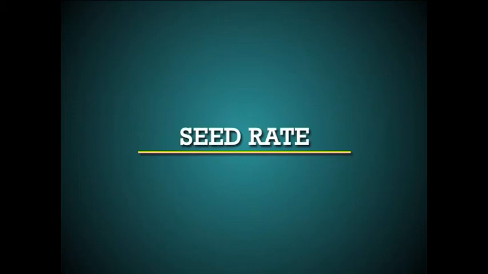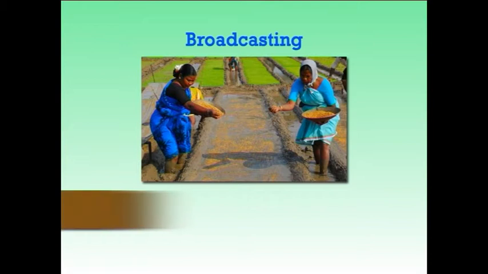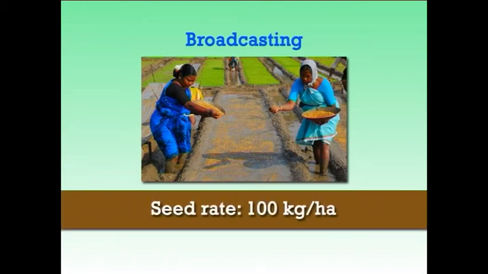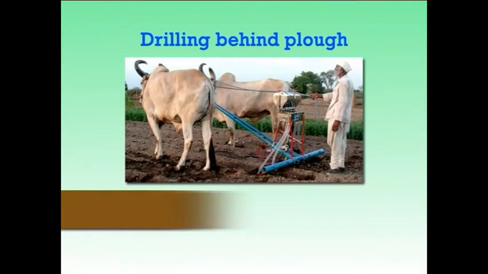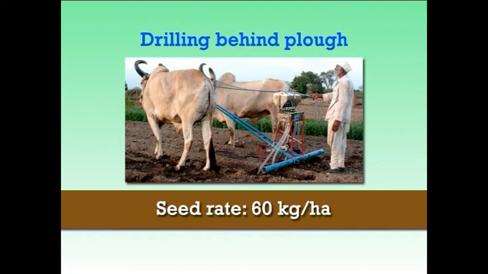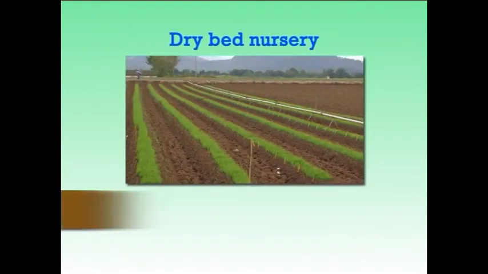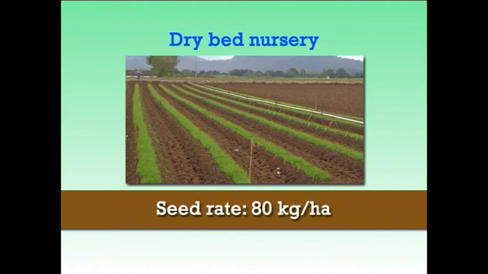Next, we will see about the seed rate of rice. Seed rate varies according to the cultivation methods followed. In case of broadcasting, highest amount of seed of around 100 kg per hectare is required. In case of drilling behind the plow, 60 kg per hectare of seed is sufficient. In case of dry wet nursery, 80 kg per hectare of seed is sufficient.